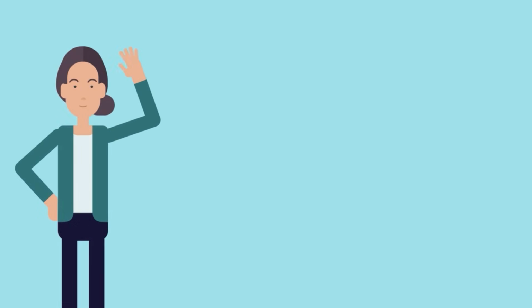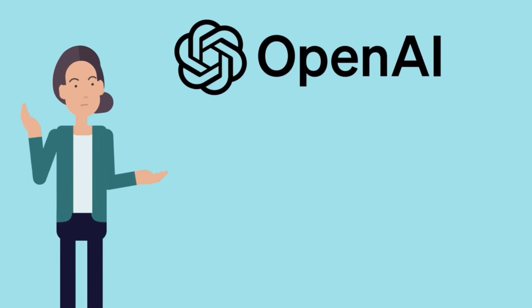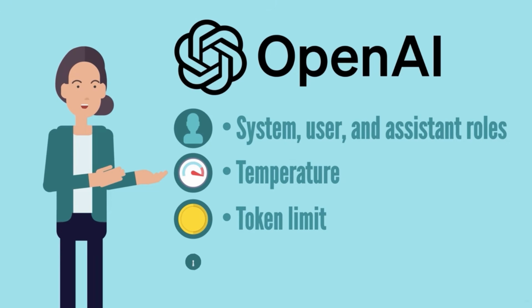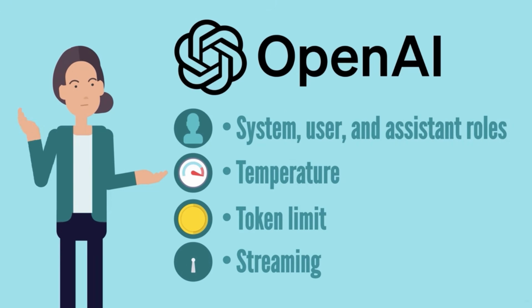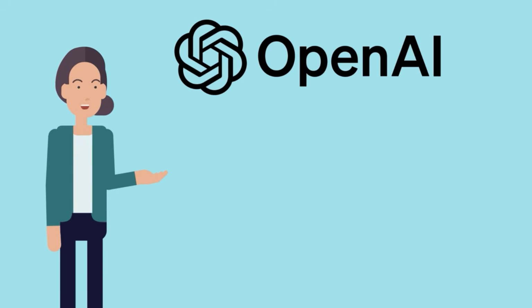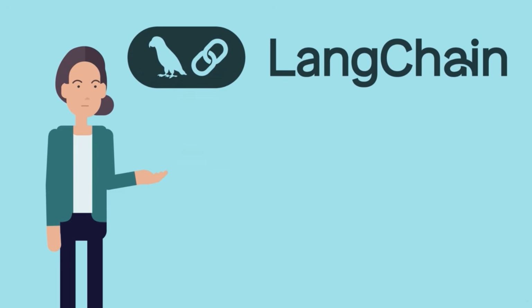Hey everyone! In the previous section, we played around with the OpenAI API, examining message roles and key LLM parameters like temperature, token limit, and the streaming feature. Now that we have the foundations for creating chatbots, it's time to utilize the OpenAI API through LangChain. But before we start coding, let's conceptually discuss the LangChain framework.